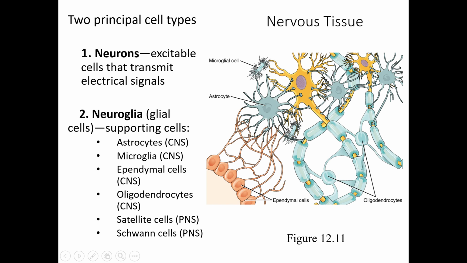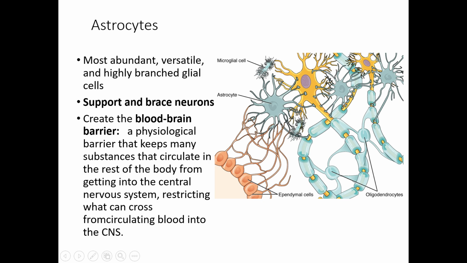Nervous tissue. Nervous tissue has two main types of cells: neurons, the main nervous cells carrying electrical impulses or action potentials. And all other cells are called neuroglia or glial cells, and those are supporting cells. There are 6 types of them. 4 of them exist in the brain and spinal cord, central nervous system: astrocytes, microglia, ependymal cells, and oligodendrocytes. And 2 types of the glial cells are located in the peripheral nervous system: satellite cells and Schwann cells. You need to know functions of each of them.